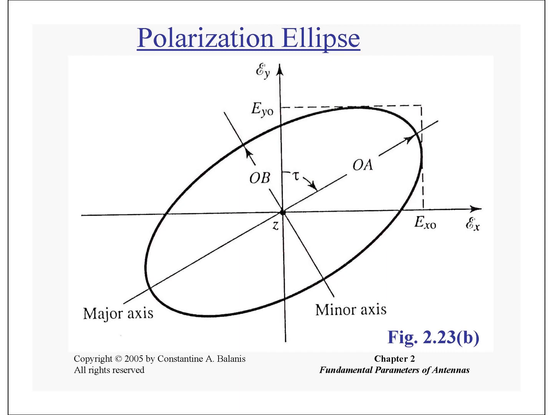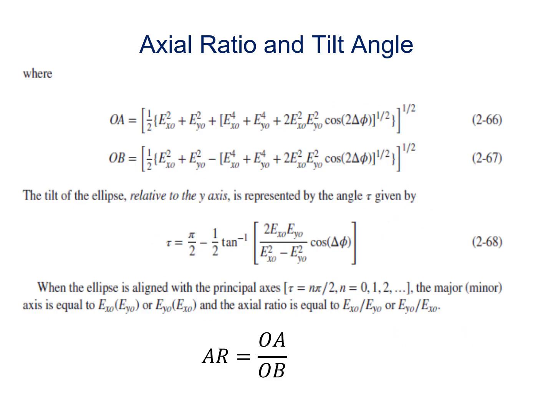Now we will find the equations for OA and OB. In the book we don't need to derive it, but it is given here that OA is given by this equation, which is dependent on the x values and the y values of the electric fields, as well as the phase difference between the x and y components of the electric field. Delta phi is basically phi x minus phi y. It is the difference of the relative phases of the x and y polarized waves. OB is given by equation 2.67.